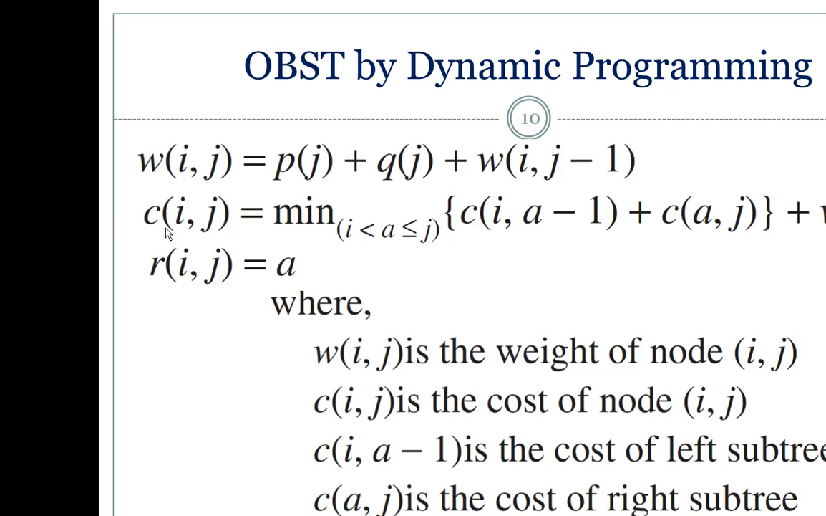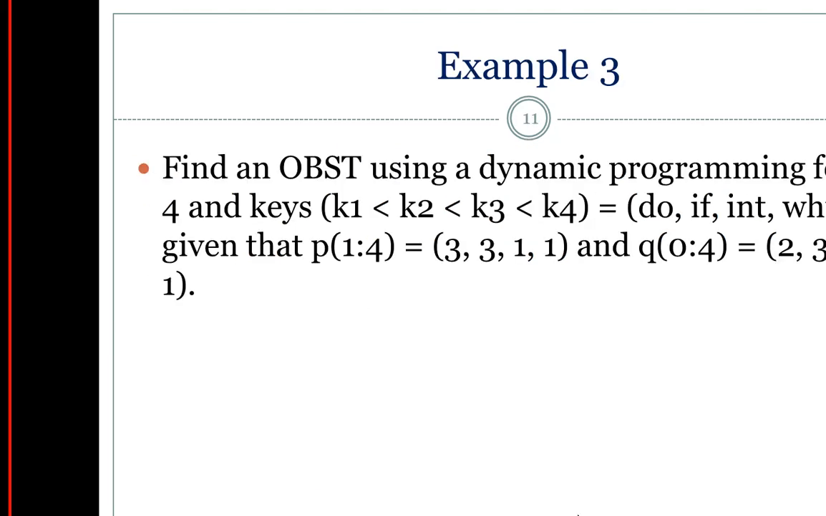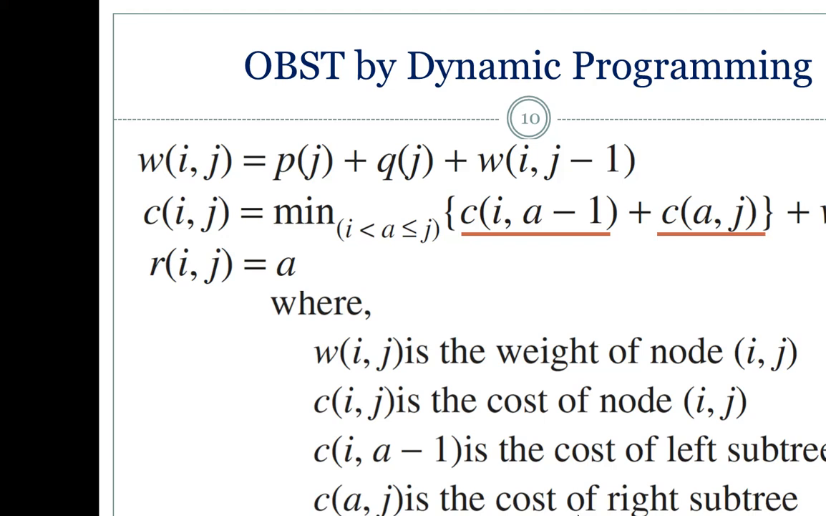R gives us the root. Here, while finding out the C of ij, this C of i comma a minus 1 is the cost of a left subtree, and this C of a comma j will give you the cost of a right subtree. We require this to find out the final tree. So just remember this thing. We have to remember all these formulas.